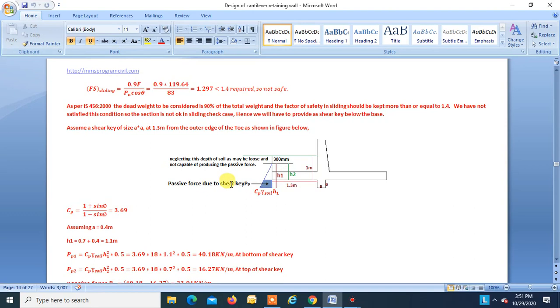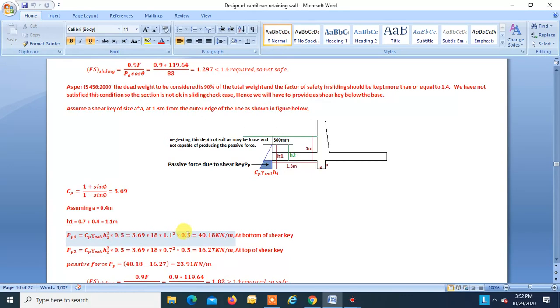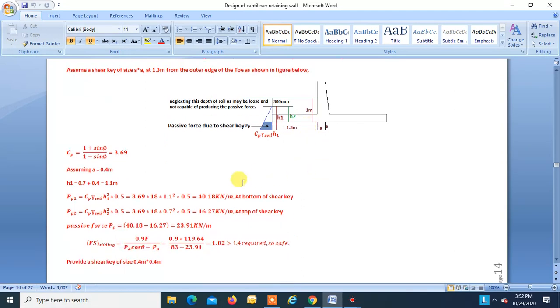We want to find the passive pressure which will be developed due to this shear key. So we'll find first the pressure due to this diagram, okay? And that is Cp into soil density into H1 into H1 into 0.5. So that is PP1, that is 40.18. And we will find the second passive pressure due to this diagram, unshaded portion, right? So that will be equal to Cp into soil density into H2 into H2 into 0.5. So that is equal to 16.27. So PP1 minus PP2 will be the passive pressure which will be exerted by this shear key, right? So that pressure is found to be 23.91.